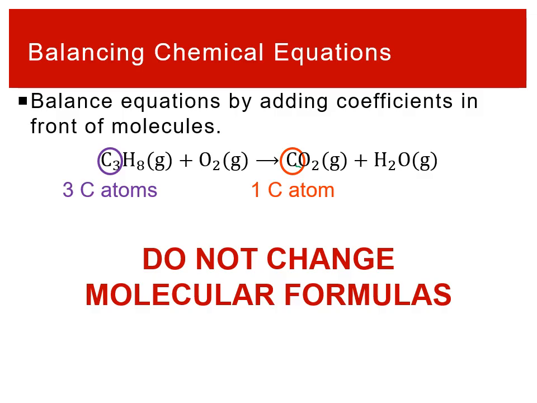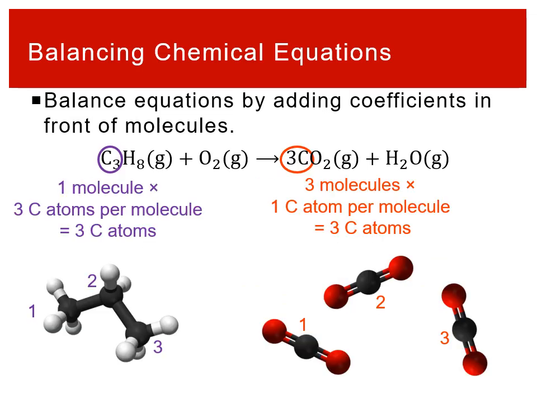You can't just change the formula to make it 3 or 4 or whatever you want. So we can't do that. We need to put a number out front as a coefficient. What we're really representing by adding these coefficients is the number of molecules present. So you can see that the 3 goes out front. That's what I mean by coefficient.